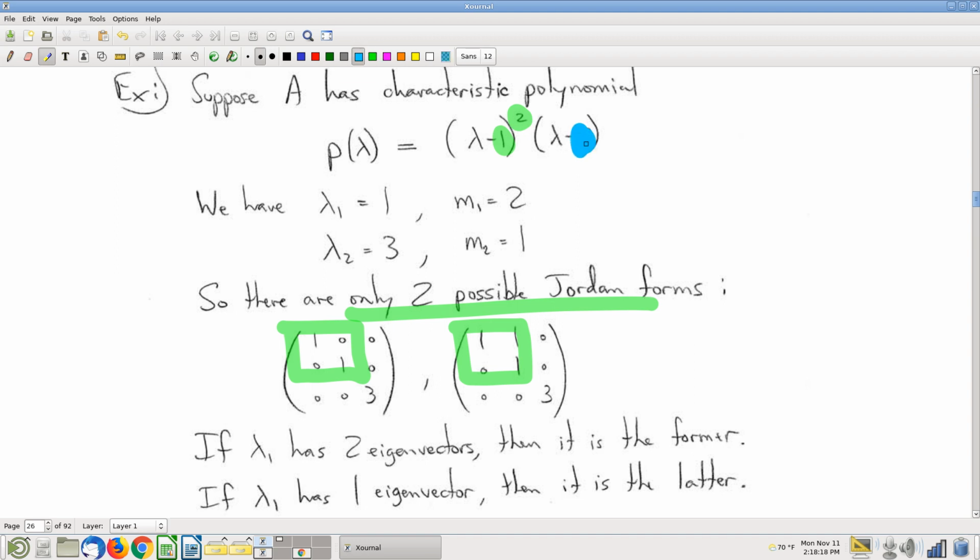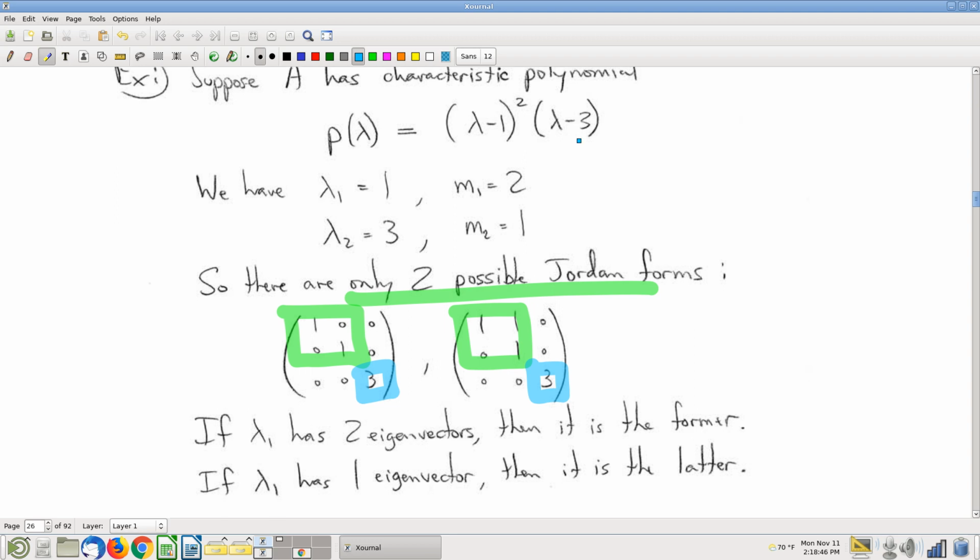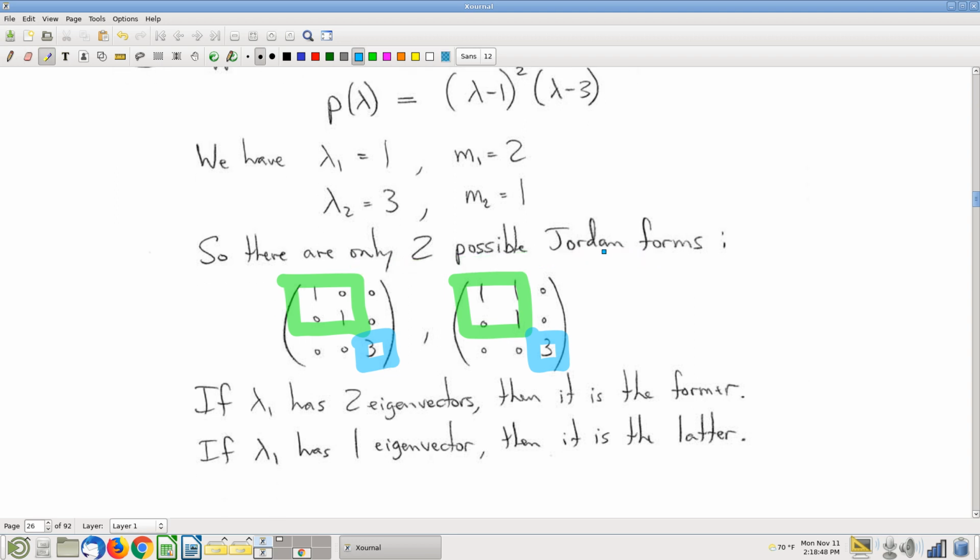This eigenvalue of 3, multiplicity 1, well, no surprise, there's only one 1 by 1 eigenvalue block with 3 on the diagonal, right? And that's a pretty easy question to persuade yourself. So with only 2 possibilities for the first block and only 1 possibility for the second, these are the only 2 possible Jordan forms. Right? And even though I can't find the Jordan basis, I can distinguish between these forms just by thinking about how many eigenvectors it has. Here's the basic Jordan blocks.